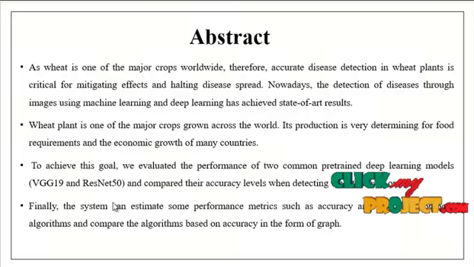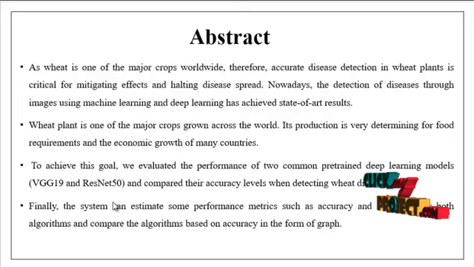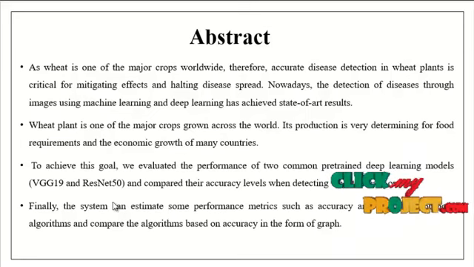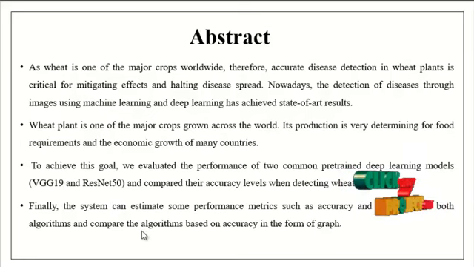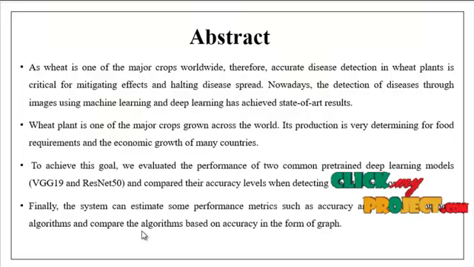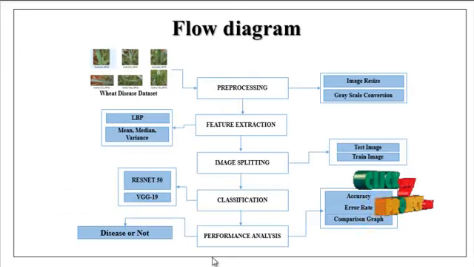To achieve this goal, we evaluated the performance of two common pre-trained deep learning models, VGG19 and ResNet, and compared their accuracy when detecting whether the wheat has disease or not. Finally, the system can estimate performance metrics such as accuracy and error rate for both algorithms and compare the algorithms based on accuracy in the form of a graph.